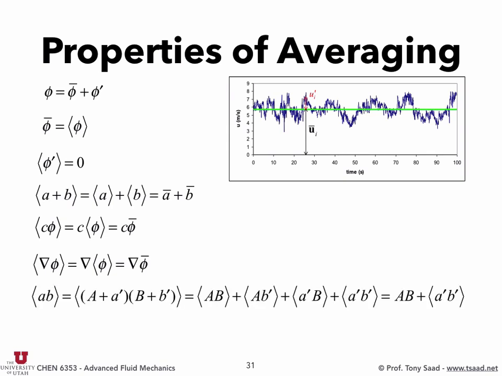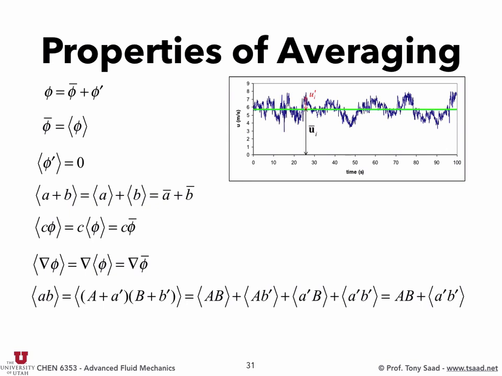And the average of a product of two turbulent quantities is not equal to the product of the averages of the turbulent quantities, because that's a nonlinear term. Instead, A is A average plus A prime, and B is B average plus B prime. Then you do the multiplication, you get AB plus A bar B prime plus A prime B bar plus A prime B prime. And then the average commutes with the addition. What you get is the average of AB, plus the average of A bar B prime, plus the average of A prime B bar, plus the average of A prime B prime, and that's equal to A bar B bar plus the average of A prime B prime.